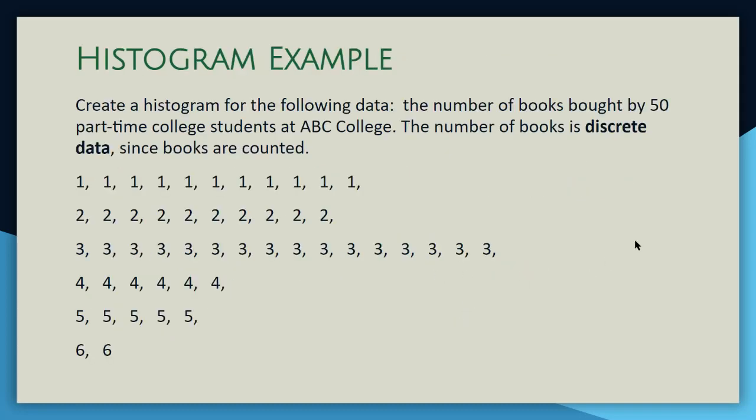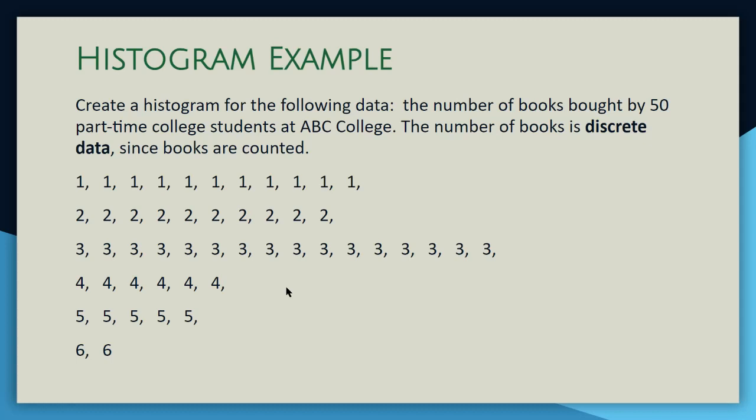So let's go ahead and look at how that process plays out for an actual data set. For our example, it says create a histogram for the following data: the number of books bought by 50 part-time college students at ABC College. The number of books is discrete since books are counted. And they did a really nice thing here. They sorted this data and listed it so that like numbers are grouped. So I've got a whole list of 1s, list of 2s, list of 3s, list of 4s, and list of 5s and 6s.